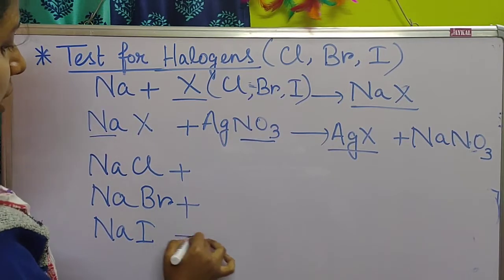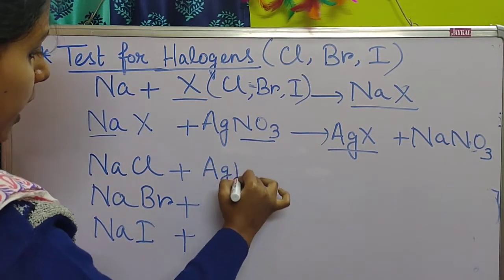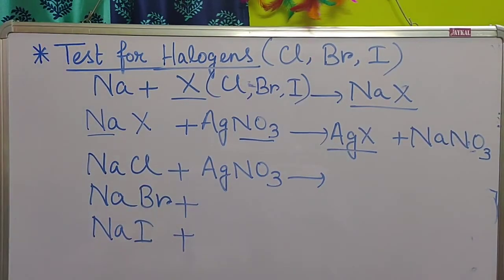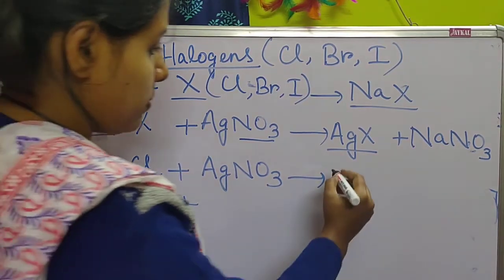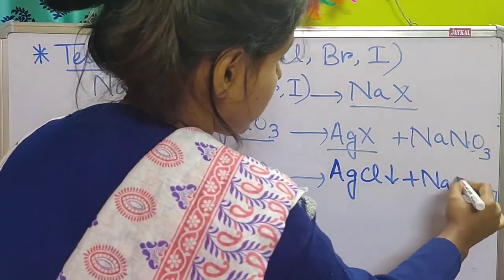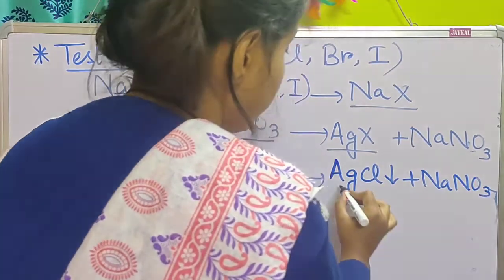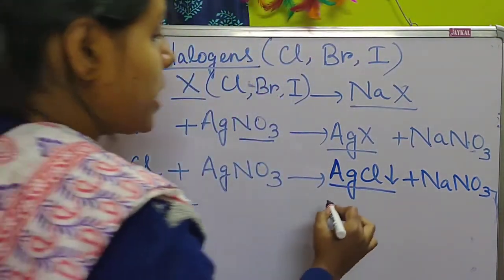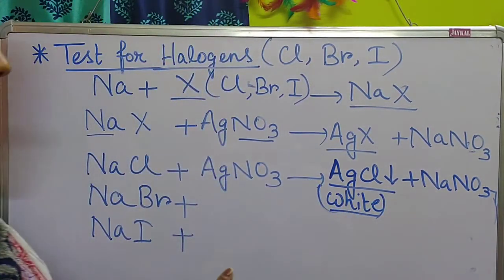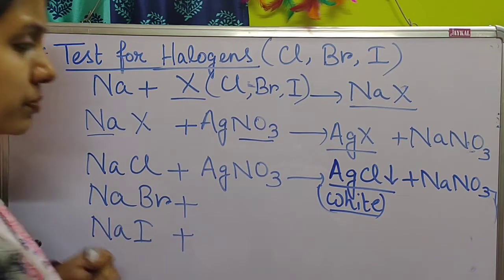Whenever we react them with AgNO3, for the chloride, we will get the precipitate of silver chloride. AgCl will be precipitated and sodium nitrate will be in the solution. Now silver chloride is white in color. So a white colored precipitate of AgCl will be obtained.